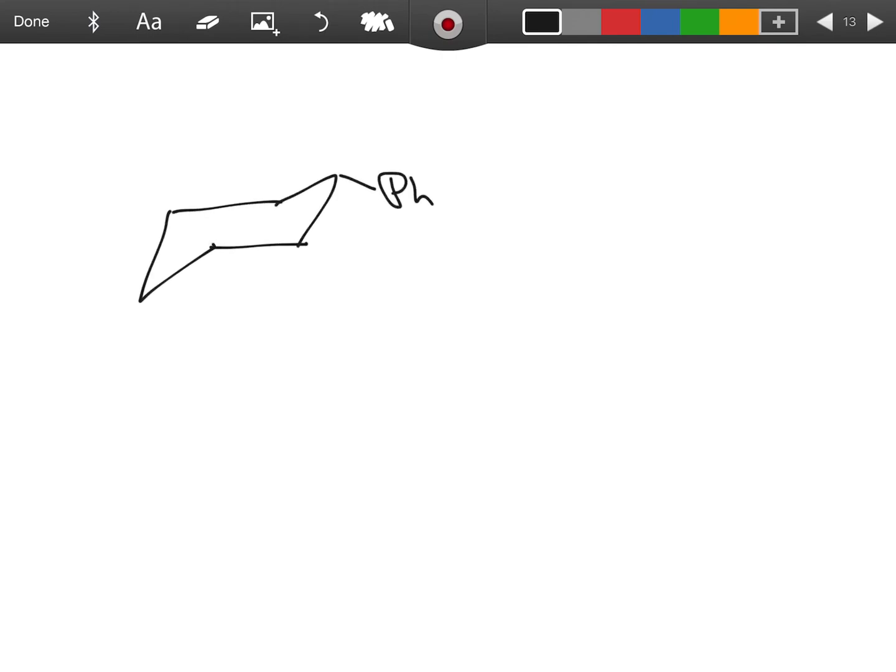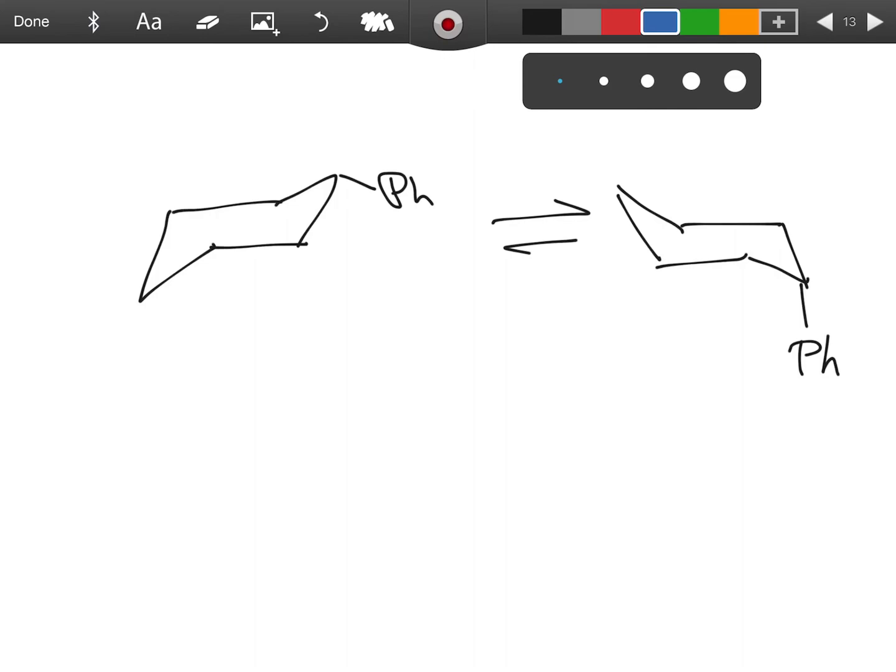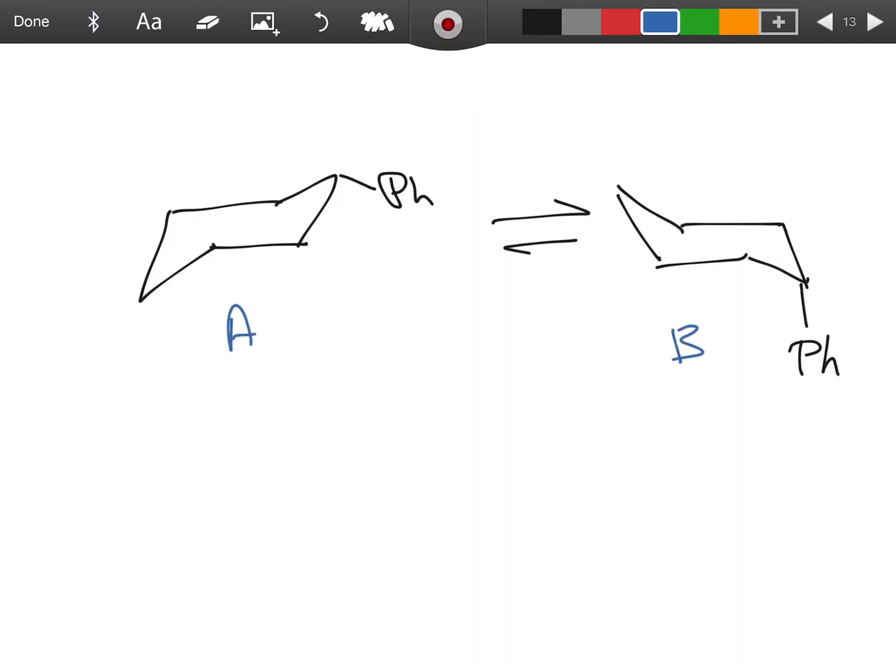So say you have phenyl. And everyone has to get this next question I'm going to ask, right? Because they're teaching this right now in Organic 1. Which one's more stable, A or B? A, right? Axial's bad, right? This is favored.